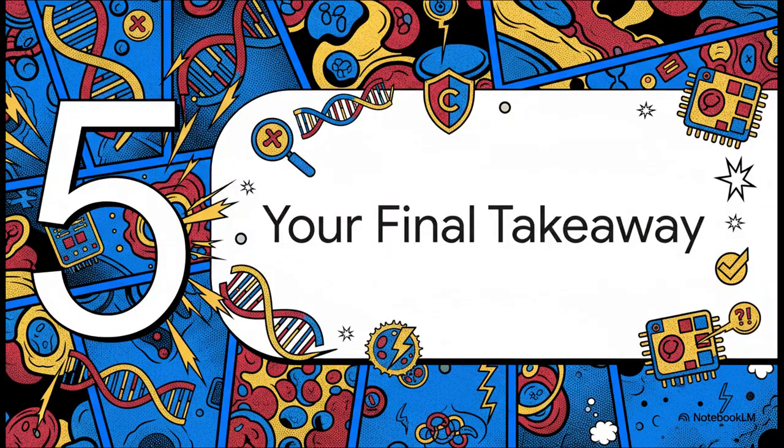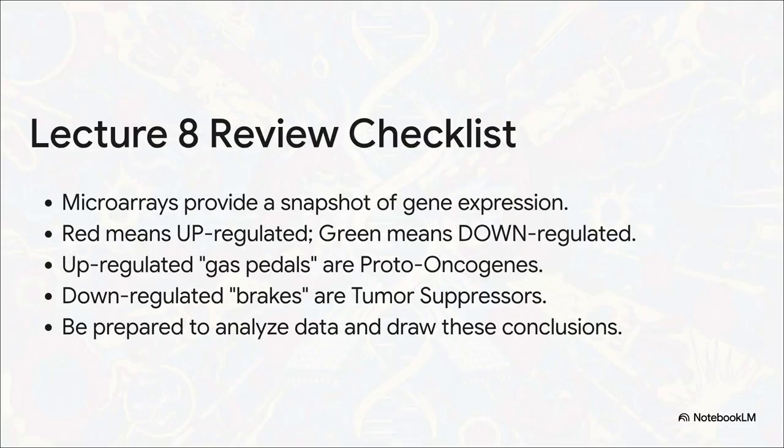All right, let's wrap this all up with a quick little checklist, just to make sure these ideas are totally locked in your brain for the exam. So here's the recap. Number 1, microarrays give us that big picture snapshot of gene expression. 2, the color code is your friend. Red means up, green means down. 3, connect the data to the function. Those upregulated gas pedals are your proto-oncogenes. And 4, those downregulated brakes are your tumor suppressors. You absolutely should be ready to look at a table of data and make these kinds of connections.